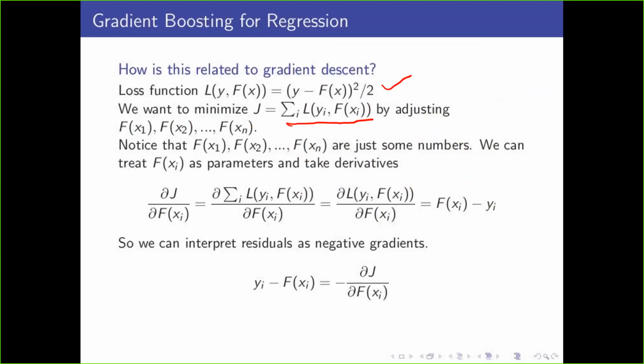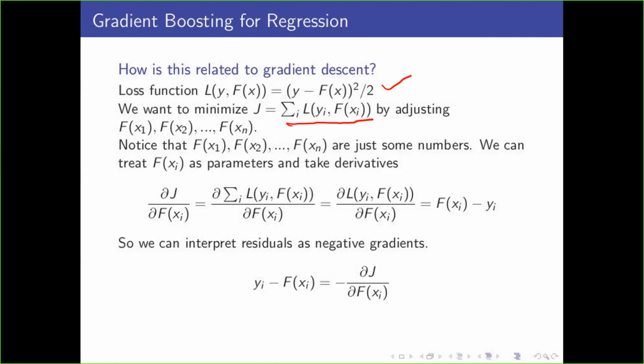And what are these f of x1, f of x2, so on, f of xn? They are just some numbers. They are the prediction values. Therefore, you can treat them as parameters and take the derivative with respect to them, right? So when you take the derivative of J with respect to f of xi, what is the loss function? It is (yi minus f of xi) whole square by 2, isn't it?